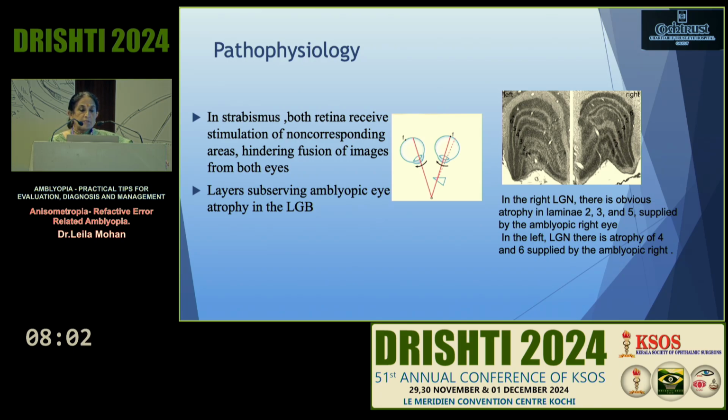Coming to the pathophysiology, in strabismus, both retinas receive stimulus of non-corresponding areas, hindering fusion of images from both eyes. So, the layers receiving input from the amblyopic eye atrophy. You can see in the right and left lateral geniculate body, there is obvious atrophy of the laminae 2, 3 and 5 supplied by the amblyopic right eye, and in the left lateral geniculate body there is atrophy of layers 4 and 6, from the stimulus coming from the right eye.